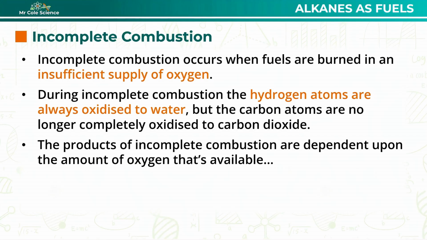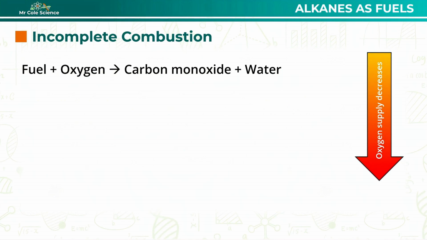In a car engine, for example, the fuel and oxygen aren't always perfectly mixed, so there may not always be enough oxygen available for complete combustion to occur. So depending upon the amount of oxygen available, the products of combustion can change. In a plentiful supply of oxygen, complete combustion occurs and we get carbon dioxide and water as our products. However, as the supply of oxygen decreases, the carbon atoms become less oxidized.